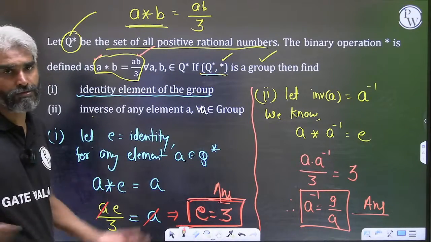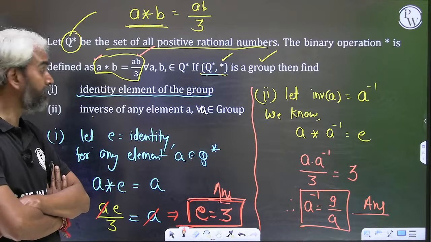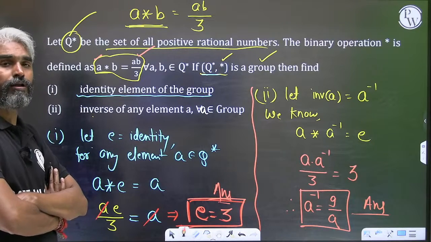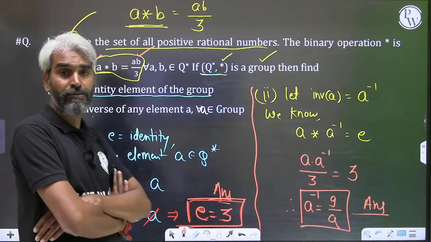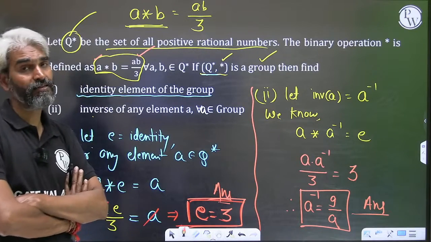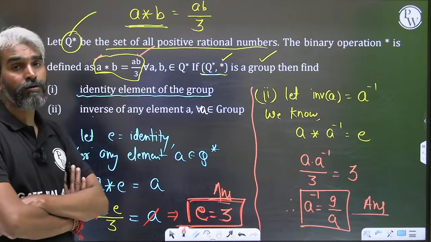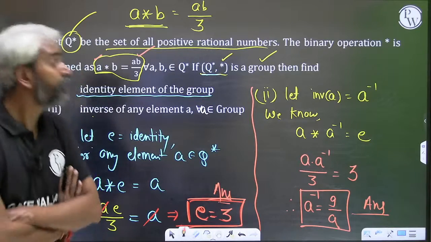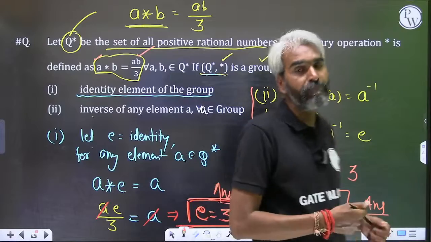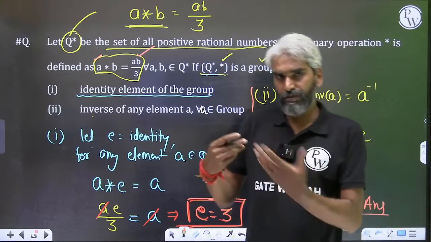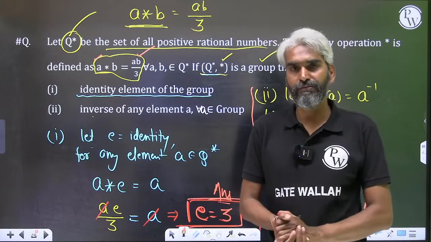Apart from that, the concept of commutative group is simple. For all A and B belonging to the set, the binary operation A asterisk B must be equal to B asterisk A. That is the concept of a commutative group or abelian group. So this is just the introductory session for group theory. We'll have 3 more lectures on the concept of group theory.